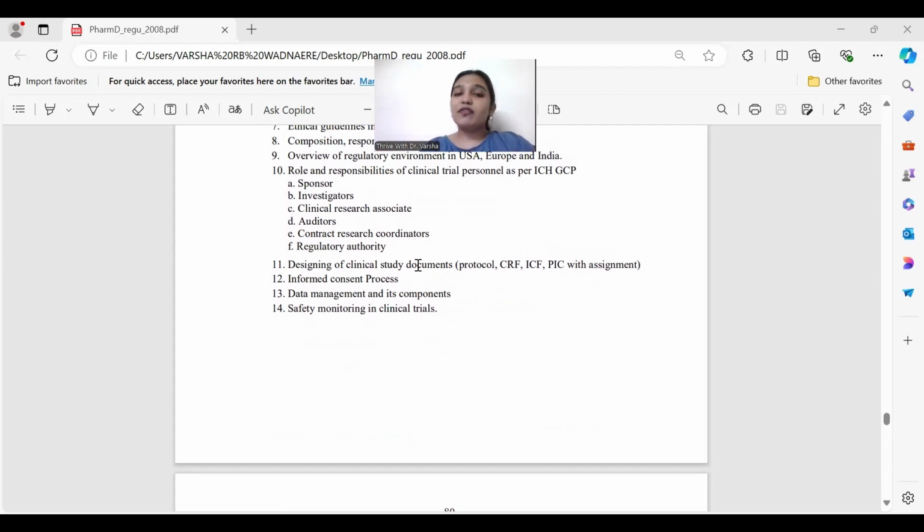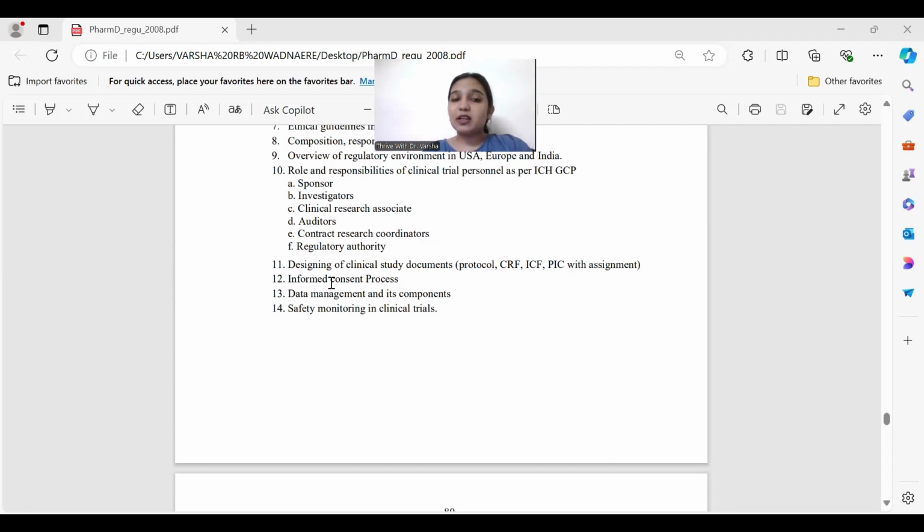The next chapter is designing of clinical study documents. Now when you are performing any clinical research, from start till the end you will have a lot of protocols, a lot of documents. So what will be there, what are the rules in your clinical research, how it should be designed. So that is protocol, CRF, ICF, PIC with assignment.